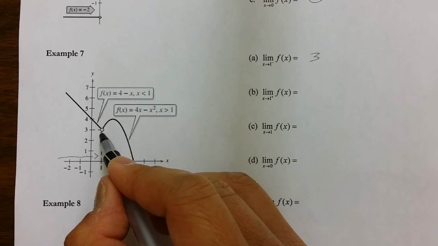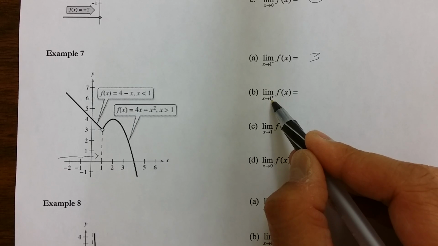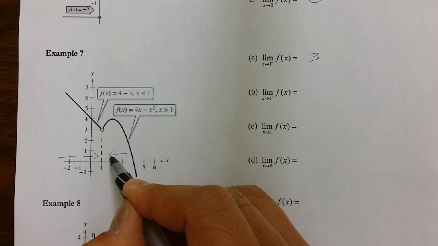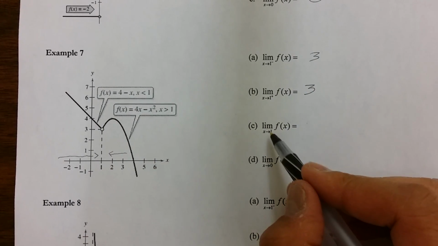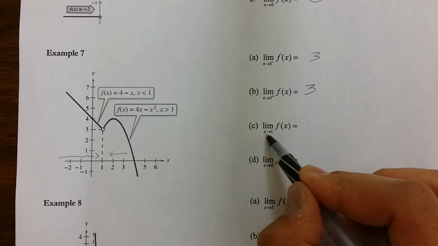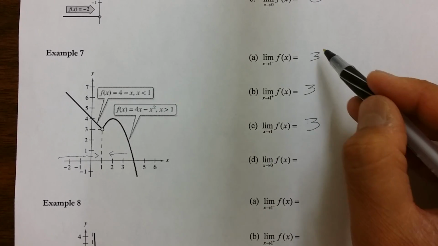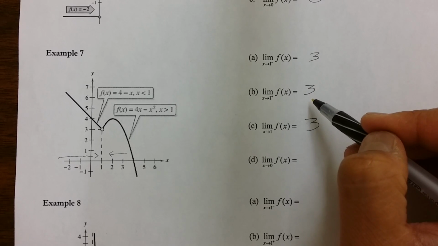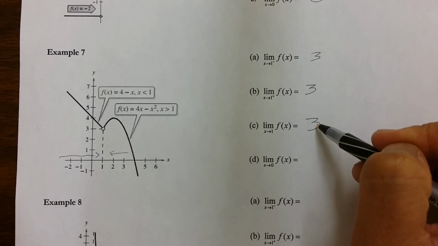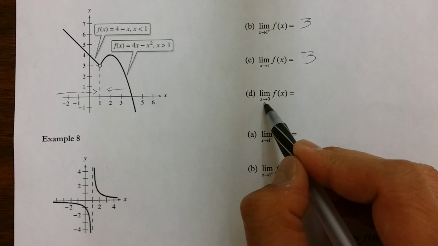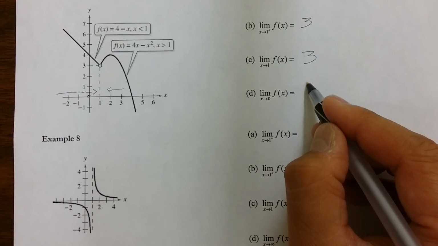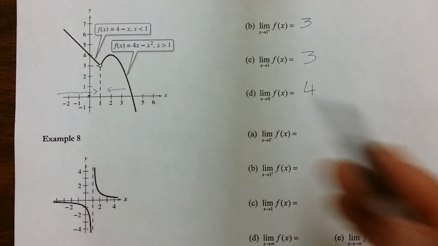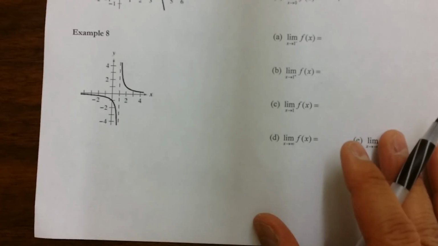It wants to take on the value of 3. As I approach 1 from the right, okay, I have to use this graph, and it seems that it also wants to take on the value of 3. So what's the limit of the function as x approaches 1? Well, it's 3 because the limit from the left equals the limit from the right. That's the definition of a limit, so it equals 3. Great job. What's the limit as x approaches 0? As x approaches 0, the limit is 4. Okay, good. Go on to problem number 8.